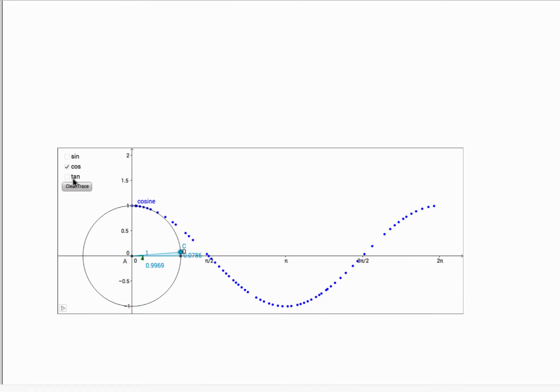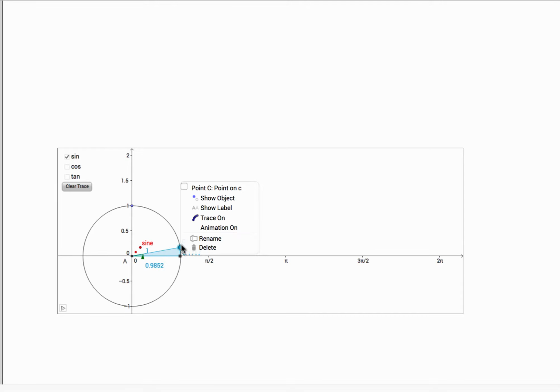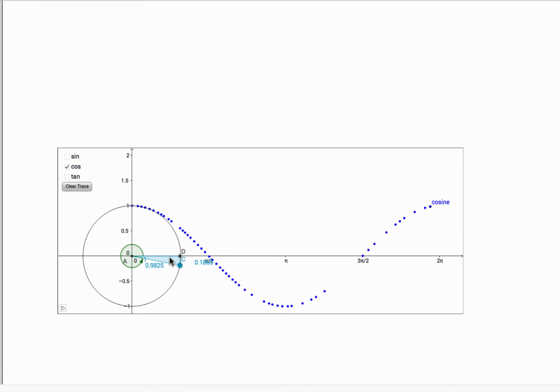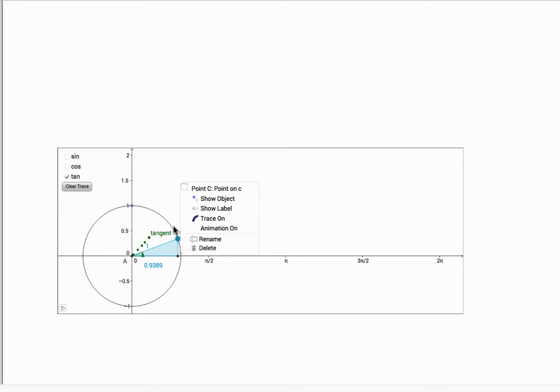So remember, the sine was tracing the height of the unit circle, and the cosine was tracing the length of x, or the x-axis. So the tangent wave is tracing the division of those two. And this is what the tangent wave looks like.